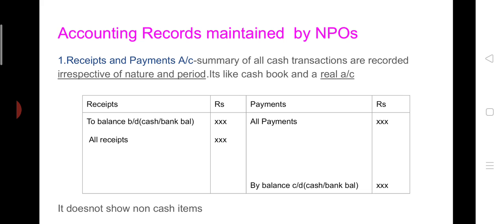It is prepared just to find out how much cash balance we have in our hand and at the bank at the end of a particular accounting period. That is the main purpose. Another important thing, it does not show any non-cash items like depreciation. There is no money inflow in the case of depreciation, so we don't show it here. That is very important.